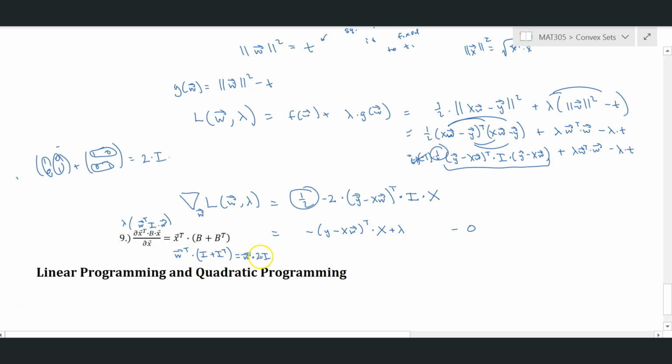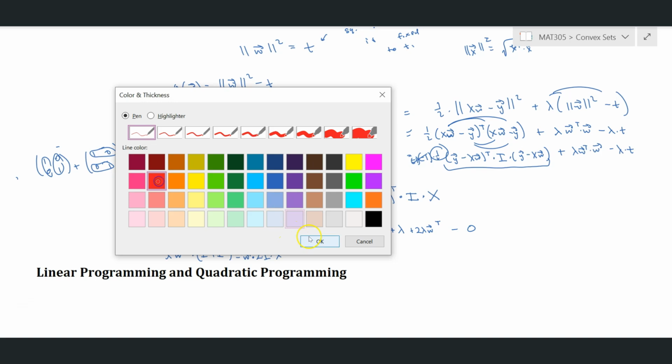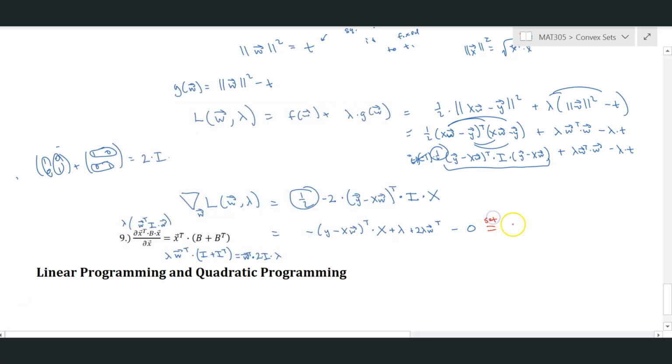And again, 2 is a scalar, so I can factor that out, and I still have the factor of lambda. Don't forget we have the factor of lambda here. 2 times I is just, W transpose times I will just be W transpose. And so we'll get plus 2 lambda W transpose. And then we take that and we set the gradient of the Lagrangian equal to 0. And now we would solve for W.